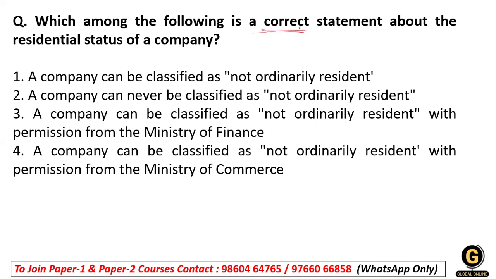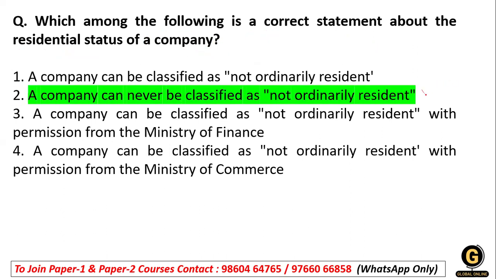The question is asking about the correct statement, and it is asking about the residential status of the company. You know that a company is either resident or non-resident. It is not categorized under the head of NOR, not ordinary resident. The word ordinary is not applicable in the case of a company. So according to this, a company can never be classified as not ordinary resident. So option number 2 is right over here.